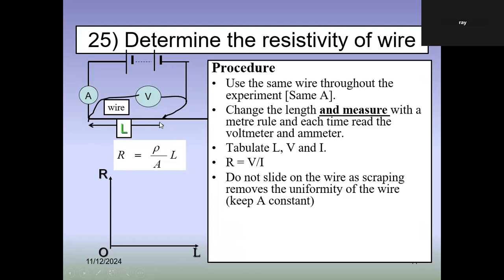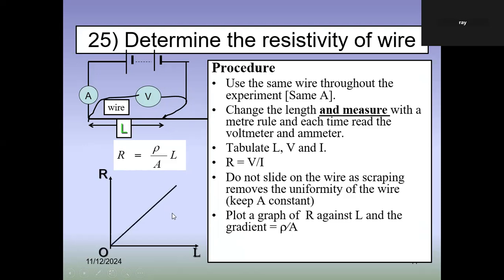Don't slide like that. You remove the uniformity. You scrape the wire. Do not slide the wire as scraping removes the uniformity of the wire. Then A is no more constant. We want A to be constant. Plot a graph of R against L and find the gradient. That's your gradient, rho over A. It's a straight line.